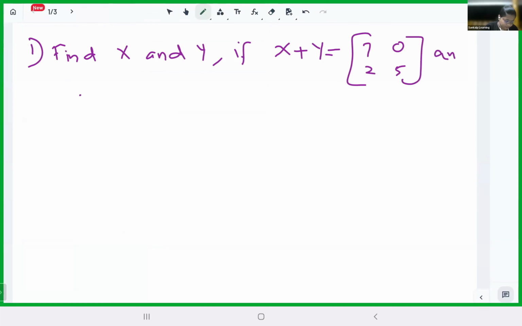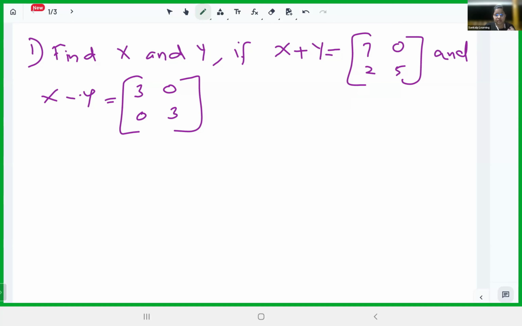Find x and y if x plus y equal to matrix 7025 and x minus y is equal to matrix 3003. Here, what is x and y? X and y are matrices. All right, only we can add two matrices, right? Then only you will get a matrix. So x plus y is given as a matrix. So x and y are matrices. So they have given two equations, that is x plus y is equal to 7025 and x minus y is equal to 3003. And you have to find out the matrices x and y.